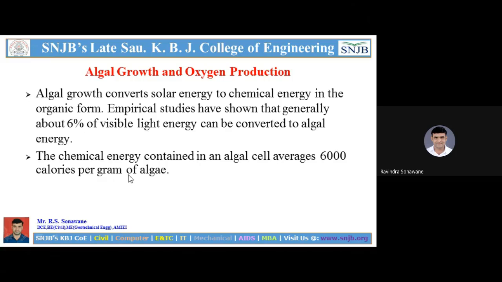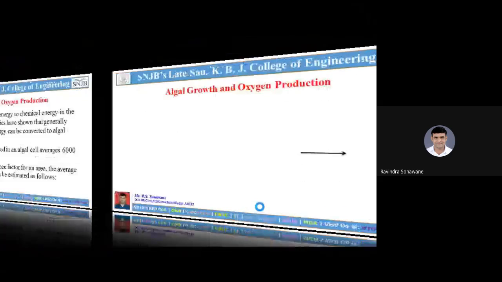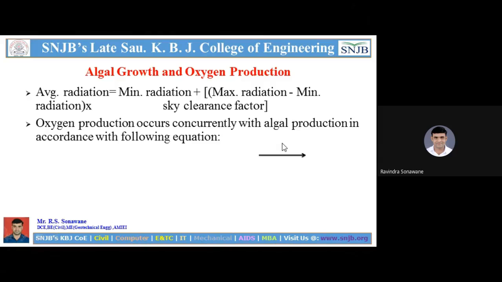You can imagine this. Depending on the sky clearance factor for an area, the average visible radiation received can be estimated as follows. If there is no cloud, the visible radiation received is estimated as: average radiation equals minimum radiation plus maximum radiation minus minimum radiation, into the sky clearance factor. So what is the exact sky clearance factor?